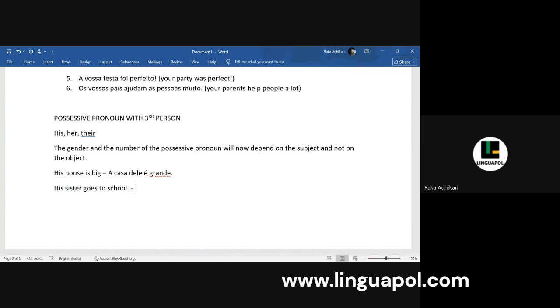His sister goes to school. A irmã dele vai à escola. A irmã dele. Although irmã is feminine, we are using a feminine article for it, but we are using a masculine possessive pronoun because his sister goes to school. So the subject is masculine. Here the gender or number of the object does not matter as long as the subject is masculine. So subject is masculine means we'll directly use the masculine possessive pronoun.